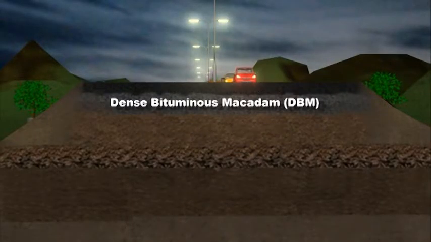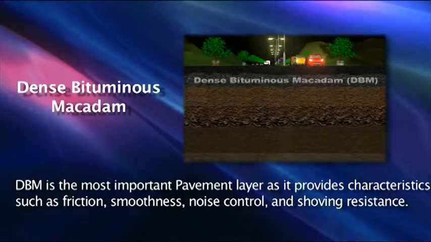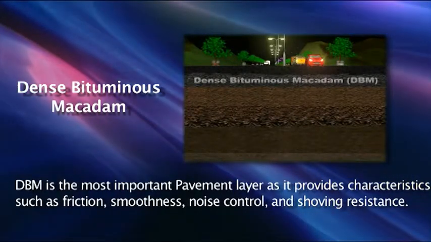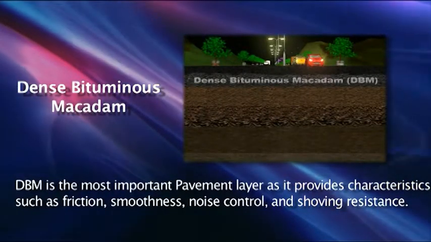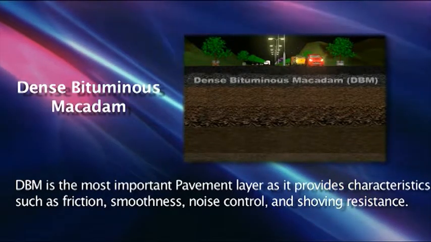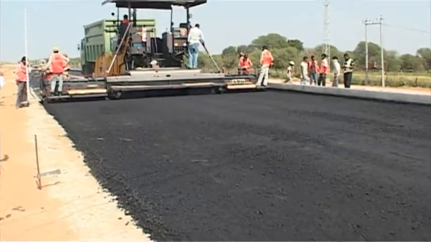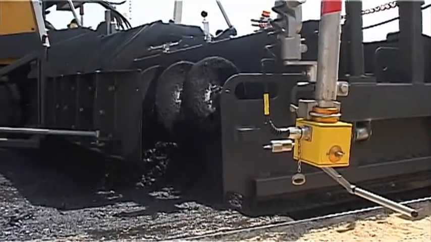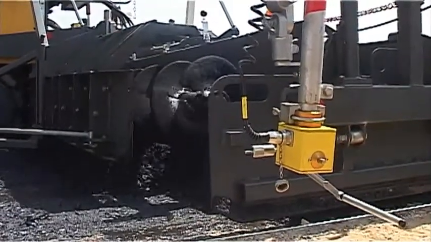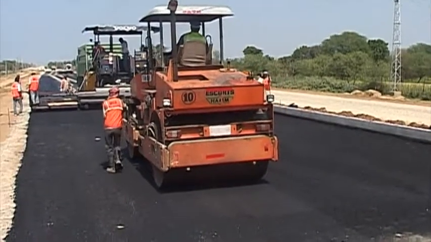Dense bituminous macadam DBM is the most important pavement layer as it provides characteristics such as friction, smoothness, noise control and shoving resistance. In addition, it prevents the entrance of excessive quantities of surface water into the underlying layers.